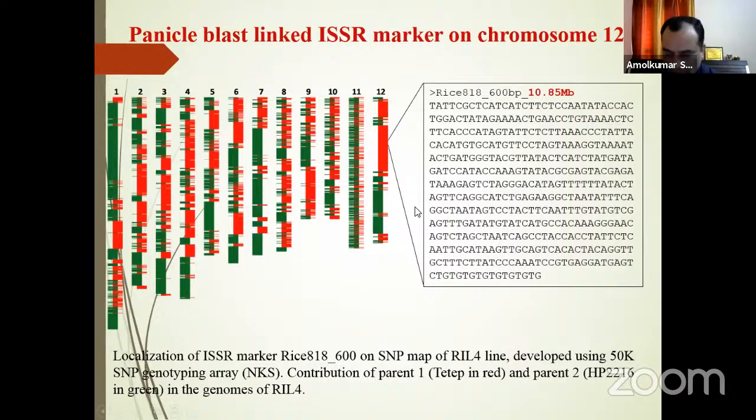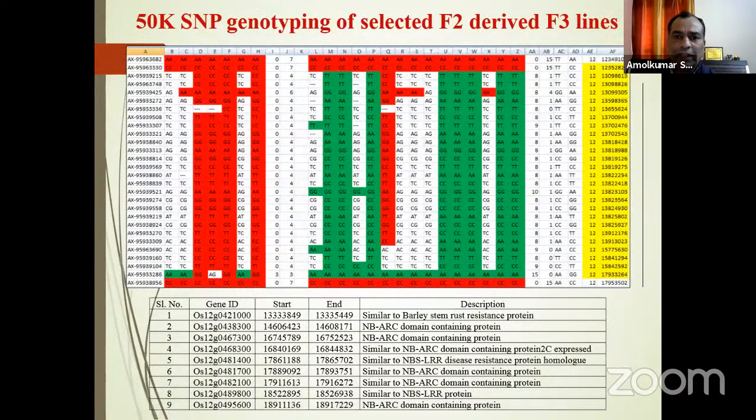So now, since we have these 128 lines, we try to map this particular region in which a number of these NBS-LRR genes are there. So now we need to do fine mapping of this.